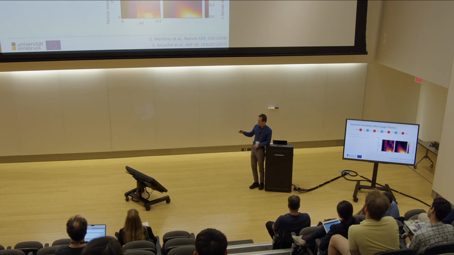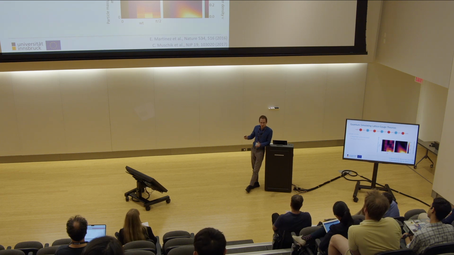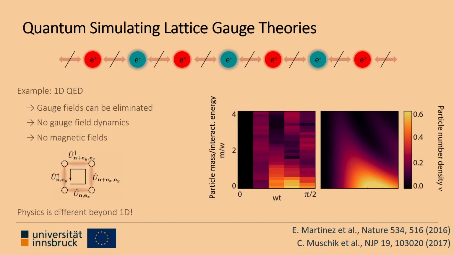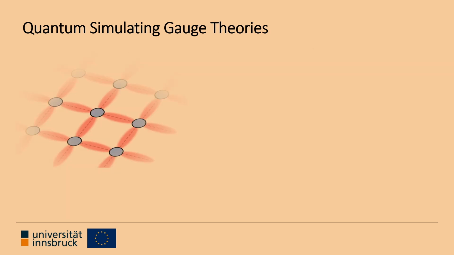So that's a nice first step, but you see the gauge fields here are not really relevant. There's not any dynamics in the gauge fields, and more importantly, there are no magnetic fields, because magnetic fields need loops somewhere. Right? And in 1D, you don't have loops. So really, this is not real-world physics. And if you want to do real-world physics, we need to go to 2D and then 3D. But 2D and 3D are actually quite similar.